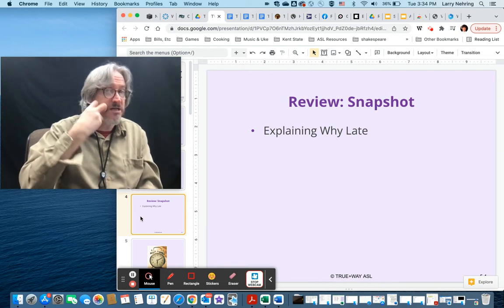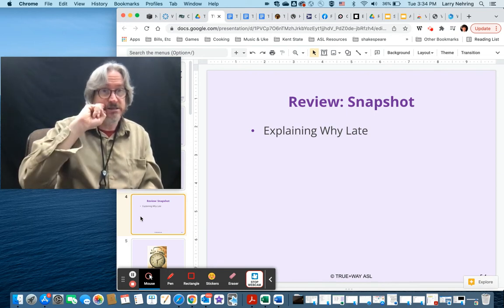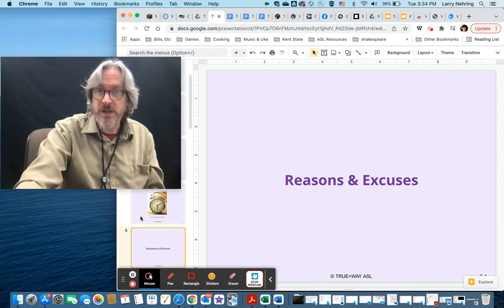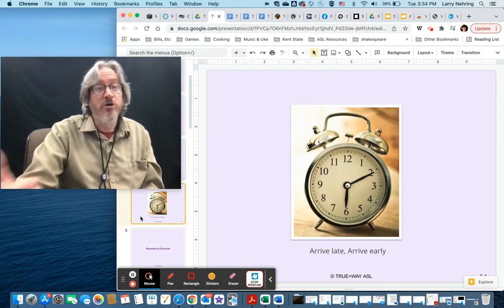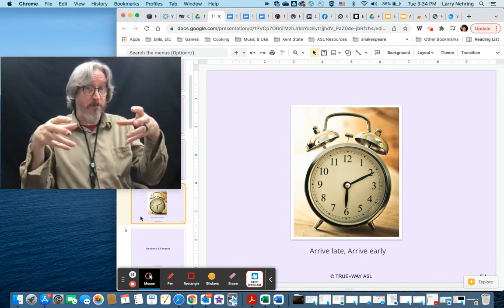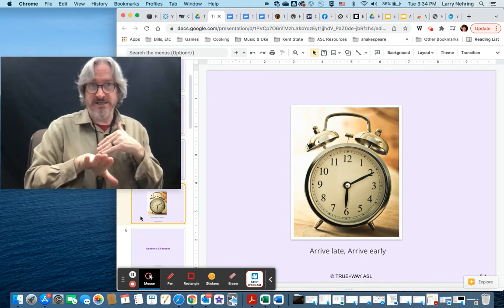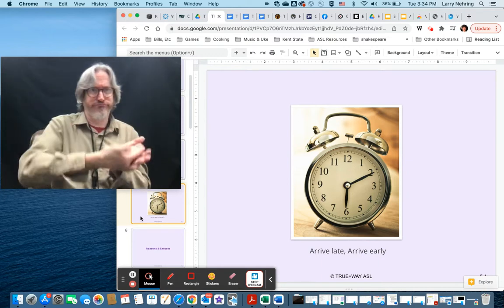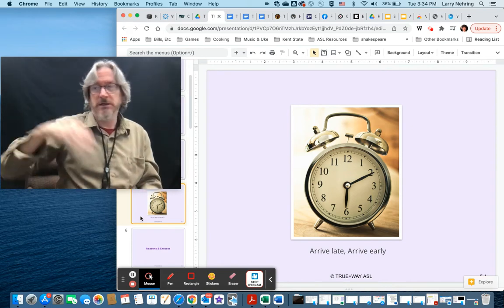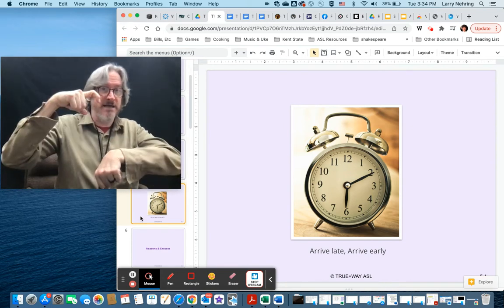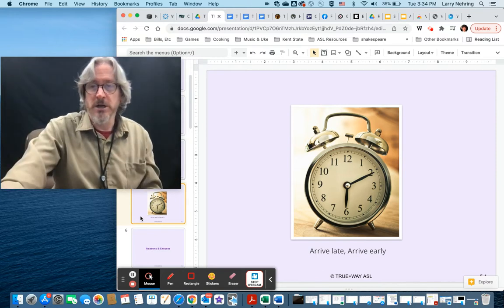You'll see also this. It's almost a double X on the cheek, and you just twist it. Rude. Arrive. We've seen this with the sign for birthday. Arrive day. Arrive late, arrive early, and then arrive on time. So just tap your watch.